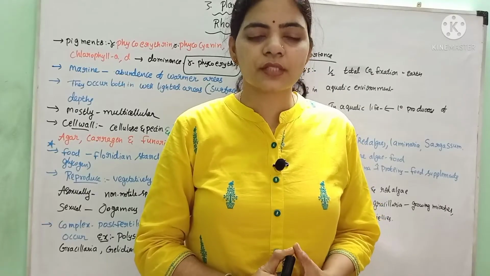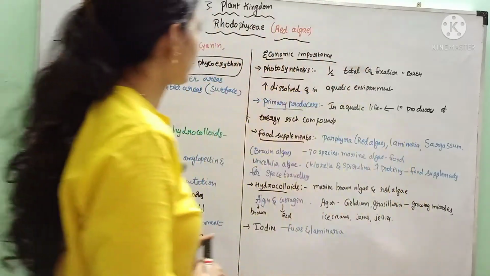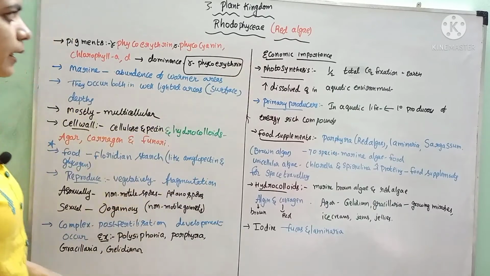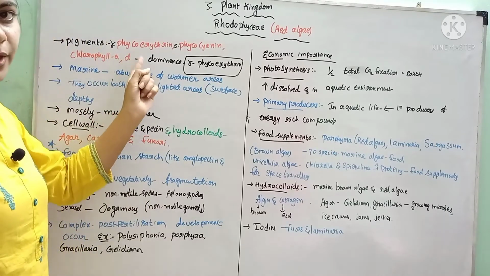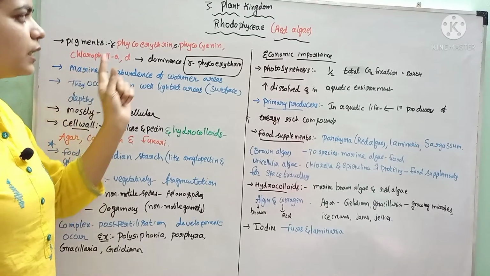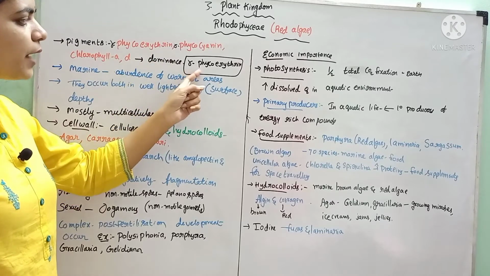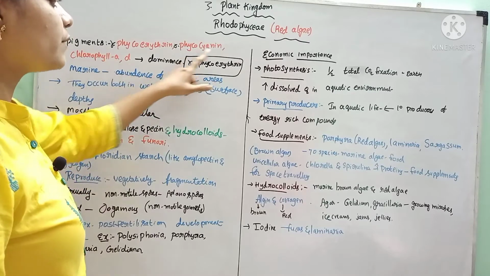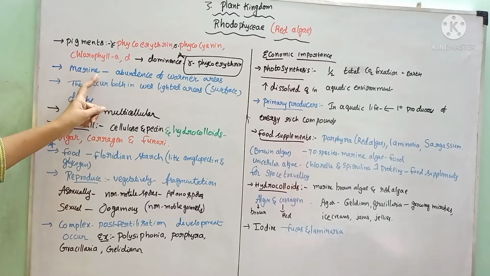In this video we are going to study the last class of the algae, that is rhodophyceae. So rhodophyceae are commonly called red algae because they are red in color. They contain pigments like R-phycoerythrin, R-phycocyanin, and chlorophyll A and D. Among these pigments, the dominant one is R-phycoerythrin. Here phyco means plant, erythrin means red color. So these are red in color because of the dominance of R-phycoerythrin.